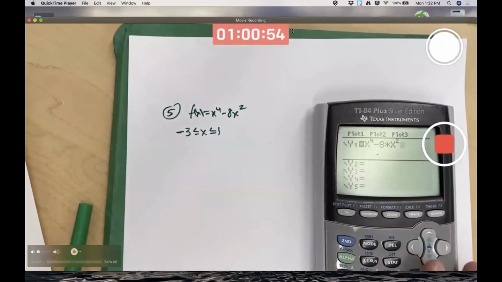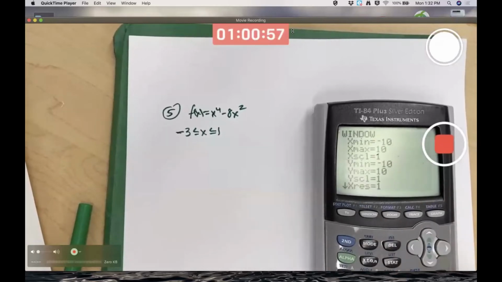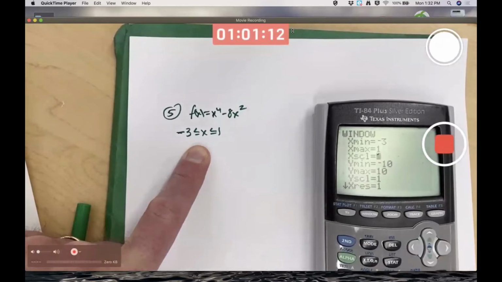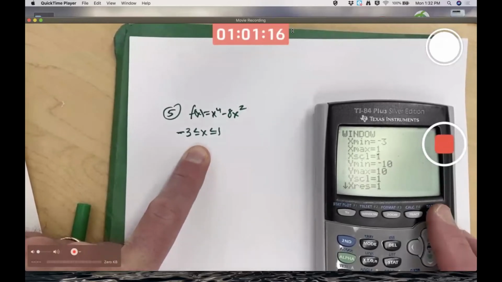Careful about the interval, though. In the window, you've got to pick whatever interval they give you, -3 to 1 in this case. What are the outputs? Maybe you don't know at first. I do notice that f of 0 is 0, so I definitely want to include 0. -10 to 10 is probably not such a bad idea to try here initially. Let's go ahead and graph it.